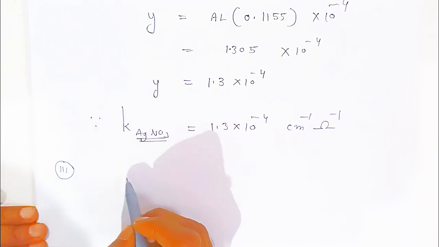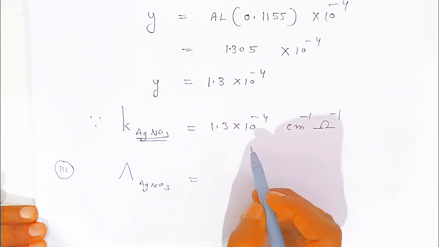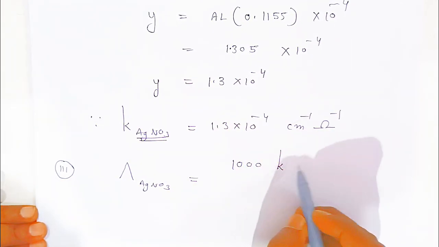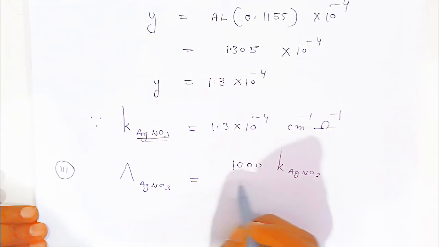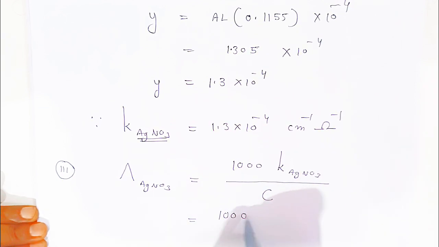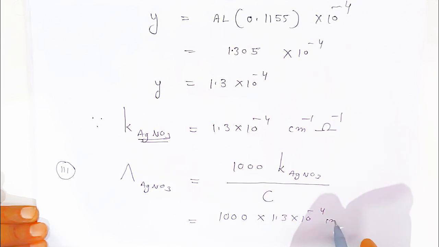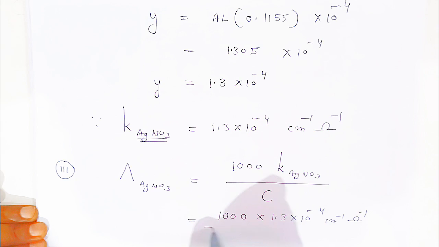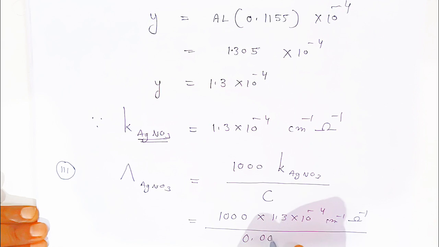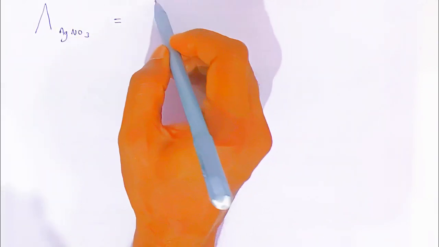Okay students, so once you got the conductivity of silver nitrate, now in the third step you can find the molar conductivity of silver nitrate. You know the formula: molar conductivity is 1000 times the conductivity of silver nitrate divided by the concentration of silver nitrate. Now just put the values: 1000 into the conductivity, now you got 1.3 into 10 raised to minus 4, that is centimeter inverse ohm inverse. You have to divide by the concentration, which is given as 0.001 mole per liter.